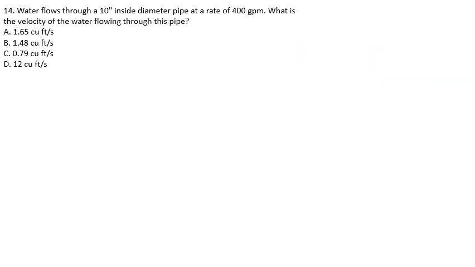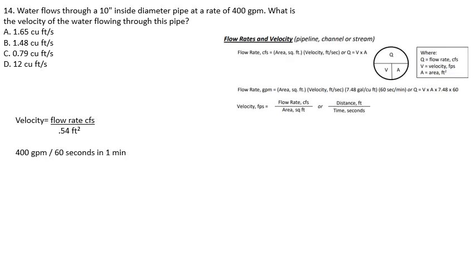All right, question 14. Water flows through a 10-inch inside diameter pipe at a rate of 400 gallons per minute. What is the velocity of the water flowing through this pipe? Answer is in cubic feet per second. So we already solved the inside diameter of the pipe in the last question. It was 0.54 foot squared.